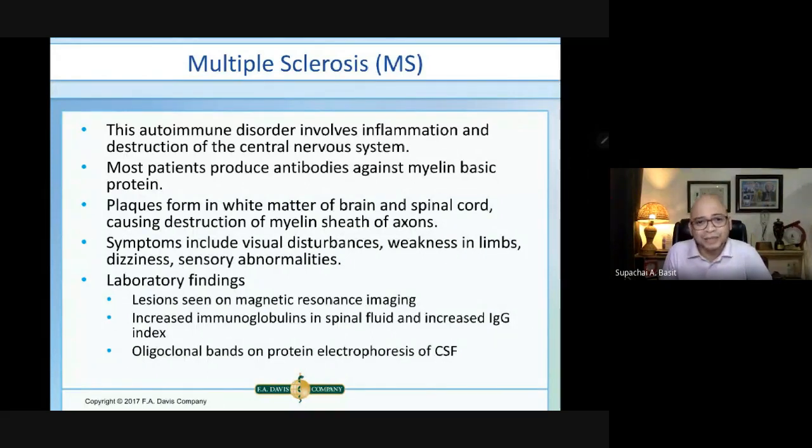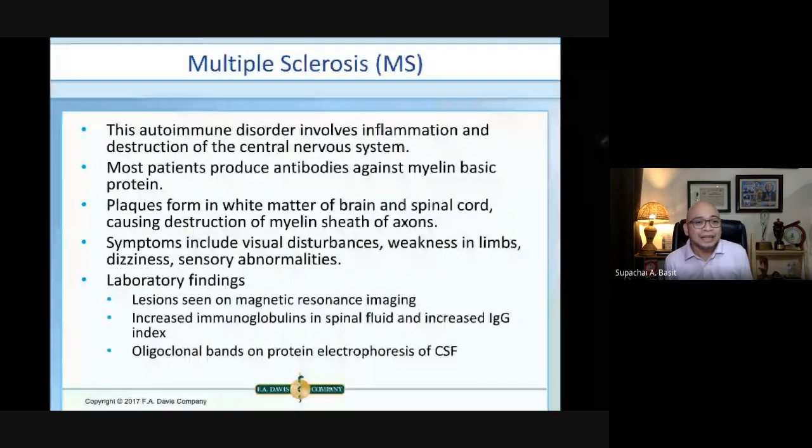Myelin sheaths are very important in our nerve because the myelin sheath will ensure that the impulse will travel smoothly to and from the CNS. But since there are plaques that are formed in the white matter of the brain and spinal cord, and there is a destruction of the myelin sheath of the axons, then impulses will not be able to travel smoothly. As a result, there would be visual disturbances, weakness in the limbs, dizziness, and sensory abnormalities.